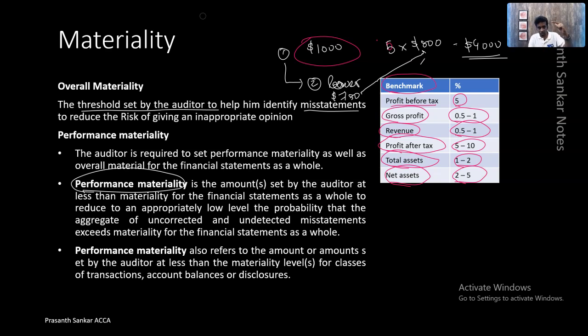First level is overall materiality, which is for the entire financial statement. Wherever there is a mistake, we will add them together and compare against the overall materiality. Performance materiality is for each of the accounts, so that we will be identifying for each account, if there is a mistake, whether the mistake is material or not, and we will not miss any material transactions. It's called performance materiality.